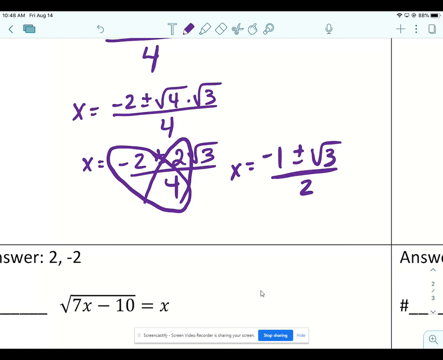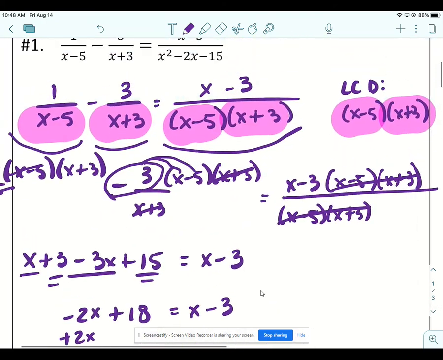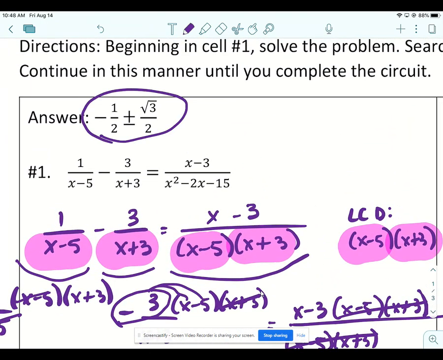Now this should be the answer to the very first question. So let's look at it and talk about what that looks like for a second. Okay, so this is what it looks like. Those are the exact same answer. This answer just has our fractions separated. So if you've been following the circuit, you're done.